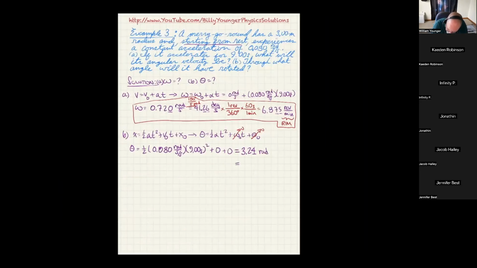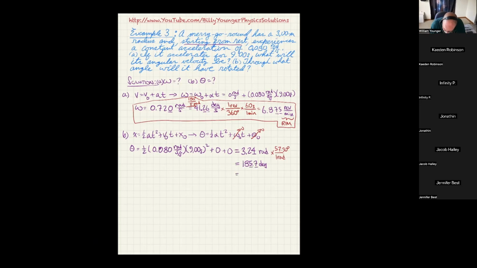So I could say 1 radian is equal to 57.30 degrees. That's easy enough. 3.24 times 57.30 gives me 185.7 degrees. Okay, 2 extra sig figs there as well.